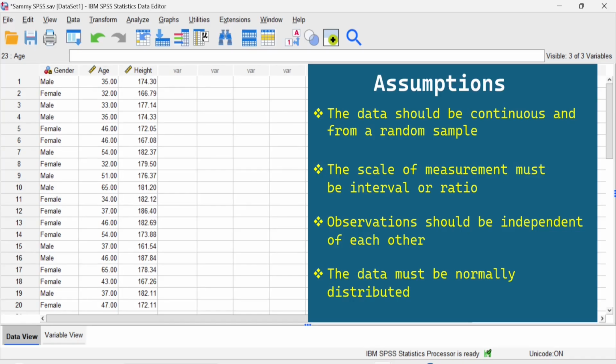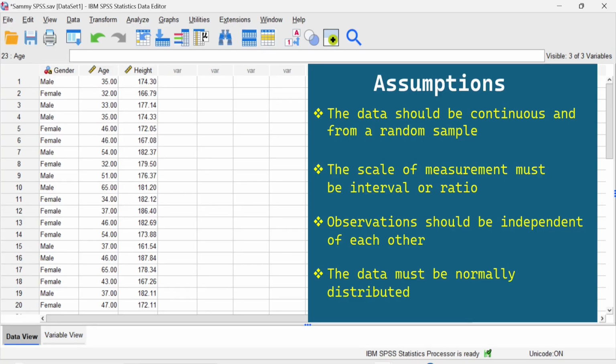For the first three assumptions, we can know whether it follows these assumptions without performing any statistical test. Just by looking at it, we know that it's continuous. We know that the level of measurement is ratio, and the observations too are independent of each other. But for the last assumption, that the data set should be normally distributed, we can't just know that by looking at the data set. So we need to find that using the normal distribution curve on the histogram.